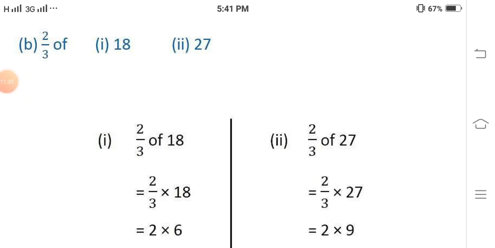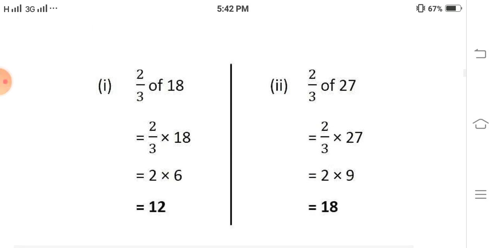B part, 2 by 3 of first 18, second 27. 2 by 3 of 18. It means 2 by 3 multiplied by 18. 18 will be cancelled by 3 on 6. So 2 multiplied by 6 is 12. Similarly, 2 upon 3 multiplied by 27. 27 will be cancelled by 3 on 9. So it will be 2 multiplied by 9, which is equal to 18.